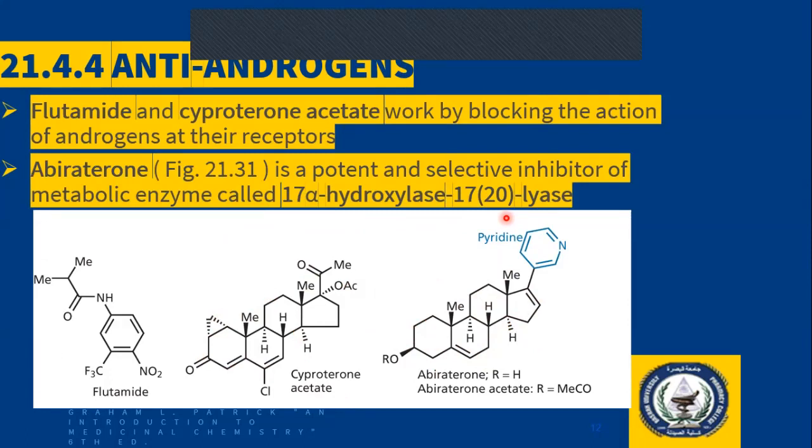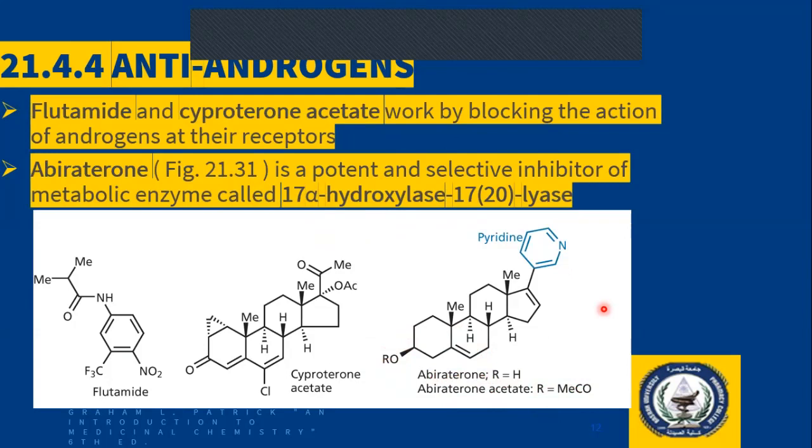17,20 lyase. They found that by inhibiting this enzyme, you can inhibit the androgen synthesis, just like testosterone. And the prodrug, the abiraterone acetate, has the acetate group at the R position, this one, instead of hydrogen in the abiraterone.